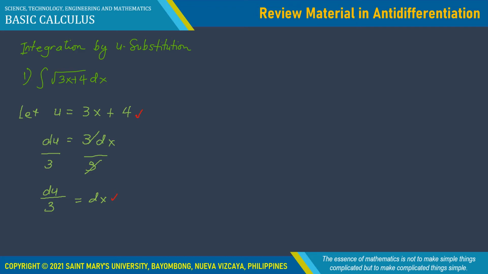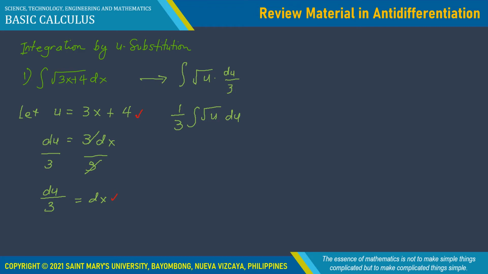So, pwede na natin i-substitute itong dalawang to dun sa ating original na given. Okay. So, ibig sabihin ito, magiging equal to the integral of square root of 3x plus 4. Ang value ng 3x plus 4 ay u. So, magiging u na lang siya. Then, ang value ng dx ay du over 3. So, times du over 3. Ganyan na yan. And then, may constant tayo na 1/3, kasi nasa denominator yung 3. So, ilalalabas natin yung constant. So, you have 1/3 integral of square root of u du.